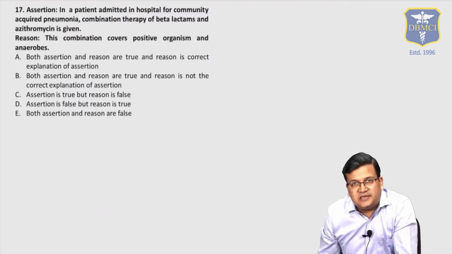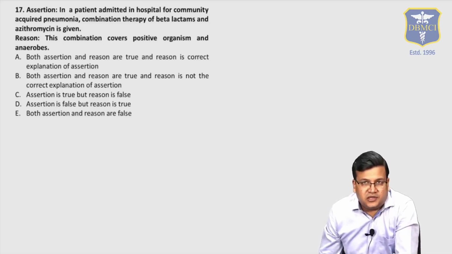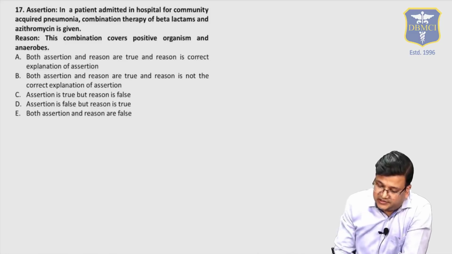Now this is a reason and assertion type of the new pattern of AIIMS questions that have come up since the May AIIMS examination. So there is a statement given and there is a reason which is given to justify that statement. So what is the assertion or the statement?